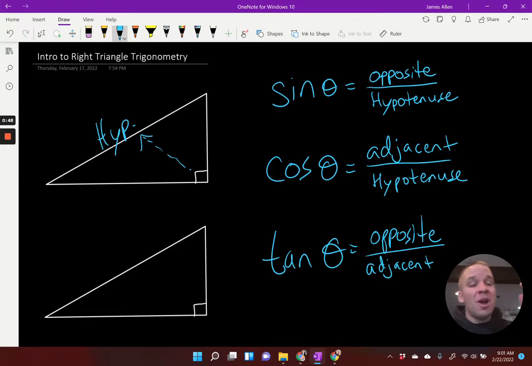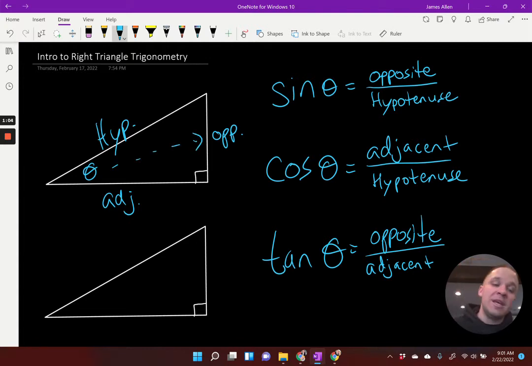All right. Now the other sides depend on where that angle is located. So if theta were over here in the bottom left side, my opposite side would be over here, and my adjacent side would be next to that angle. Opposite is across the triangle from it, and the adjacent is next to that angle. It touches that angle.